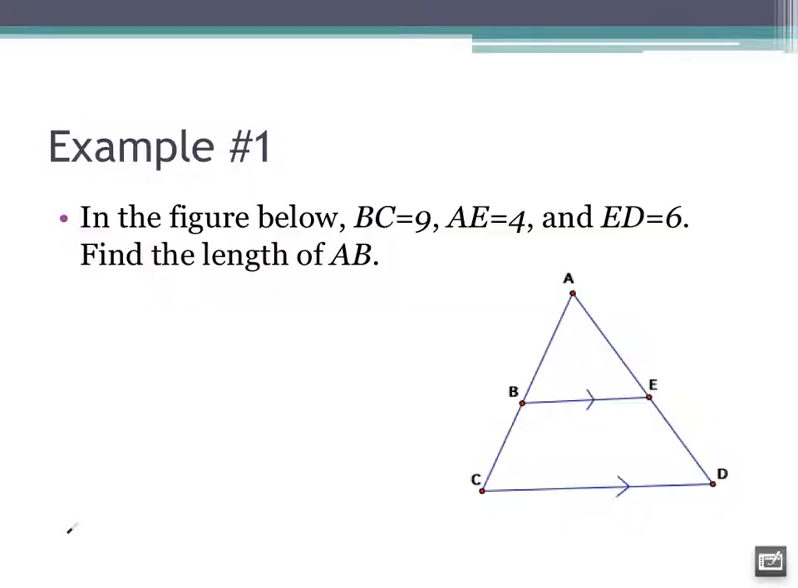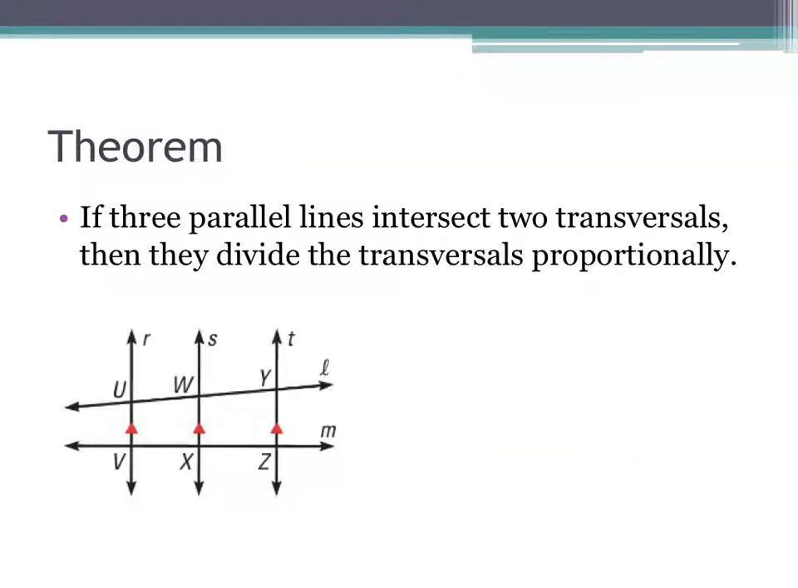Okay, so let's go on. We're going to do 2 more theorems. This theorem says if 3 parallel lines intersect 2 transversals, then they divide the transversals proportionally. So we have our 3 parallel lines, parallel, parallel, parallel. Our 2 transversals, which are L and M. So the transversals are divided proportionally. So let's write the proportion.